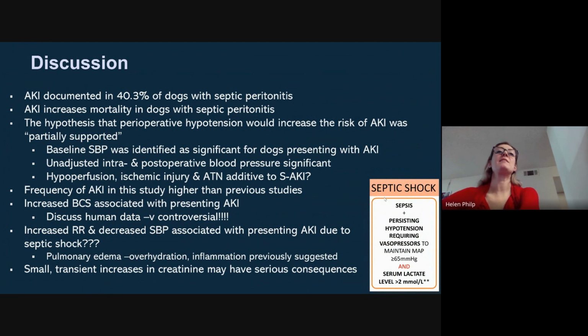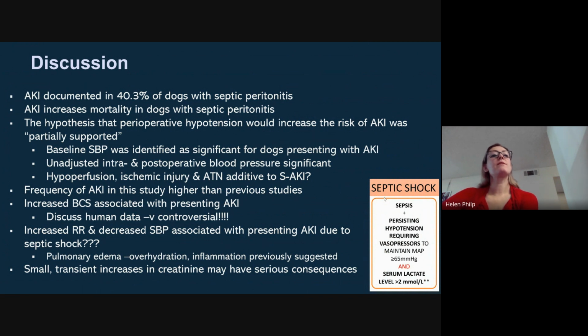They talk about how it's kind of almost significance, and start speculating that maybe that is a true finding. Perhaps these dogs have a high mortality because they have hypoperfusion, ischemic injury, acute tubular necrosis. They also discuss the findings of increased respiratory rate and decreased systolic blood pressure on presentation associated with dogs presenting with AKI. And they make the comment that maybe that was due to septic shock. I think that's probably a little bit of a stretch, and it also would have been something, I mean, it has a clear definition. I think that would have been something you could prove or disprove.